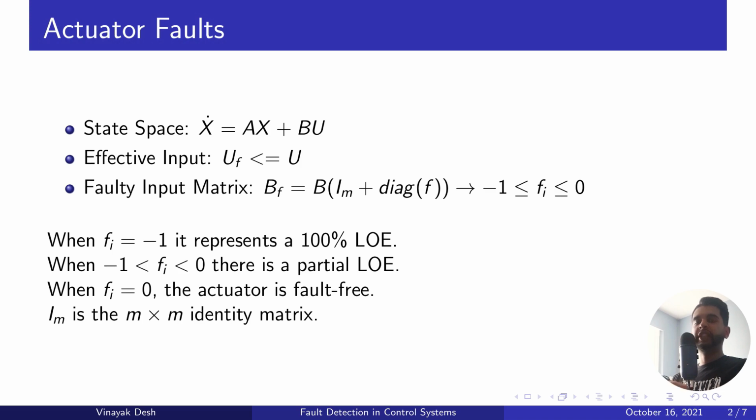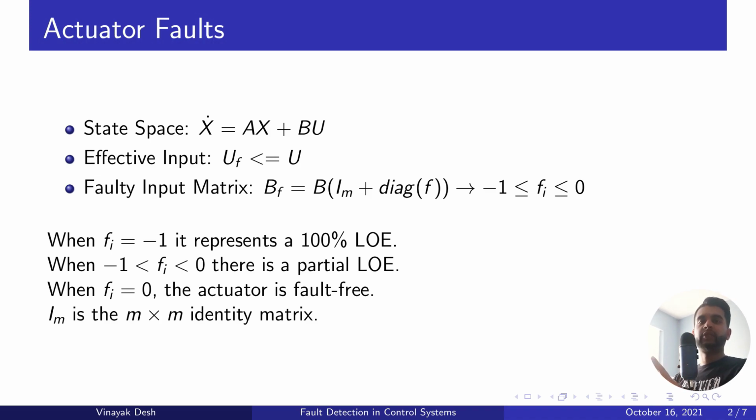So we can kind of restructure this input matrix B and call it BF, where BF is equal to B multiplied by the identity matrix plus the fault parameter, which ranges for each input from -1 to 0. So if we have 4 inputs, U will be 4 by 1, and then F will also be 4 by 1, because obviously each input will have a fault to it. So now if you put this together, it means that when any of these F values are -1, it means that you have a 100% fault.